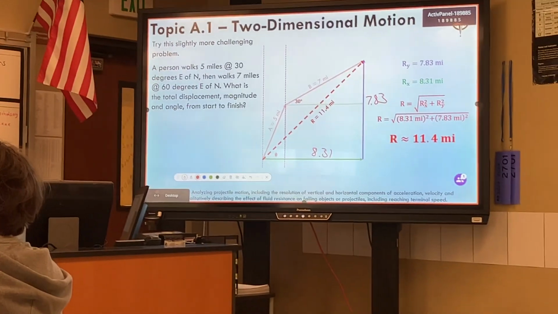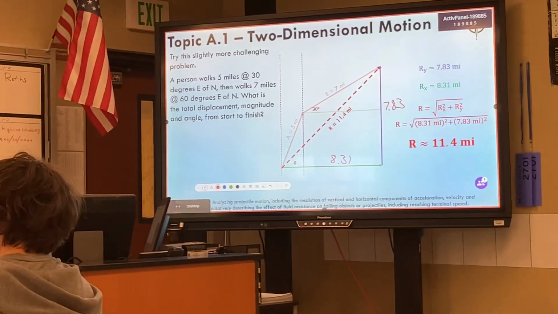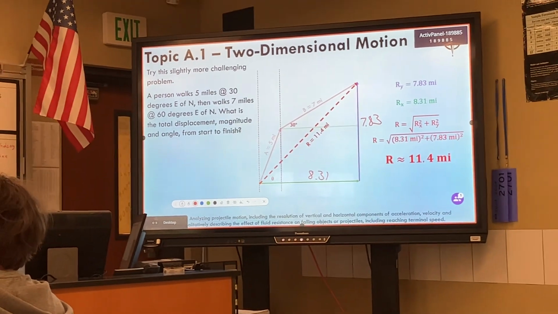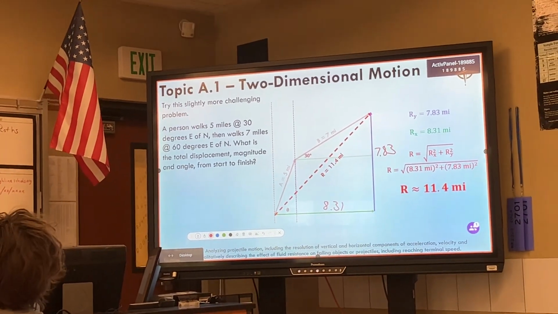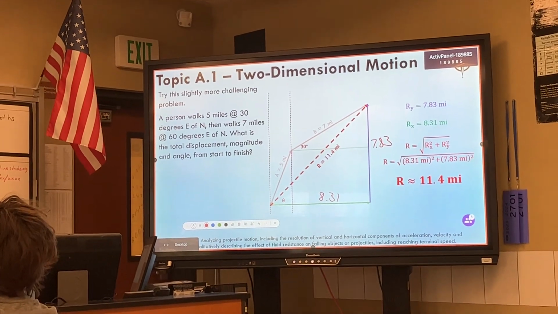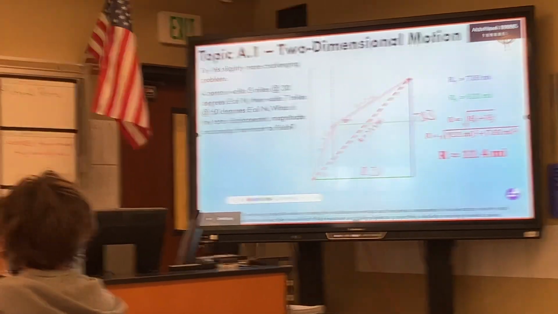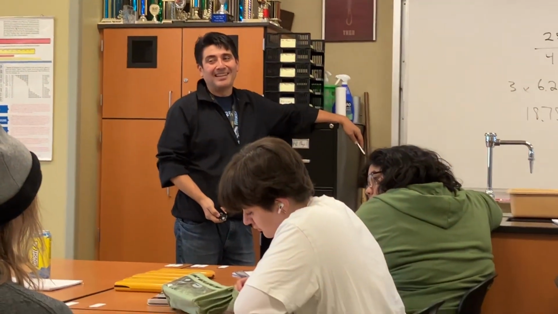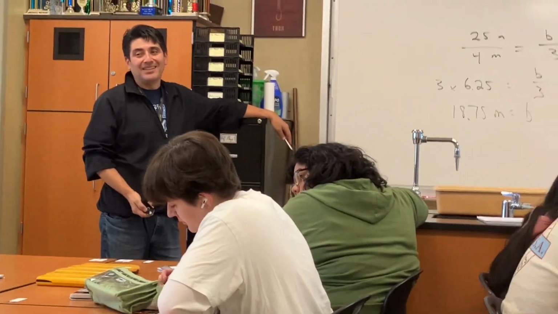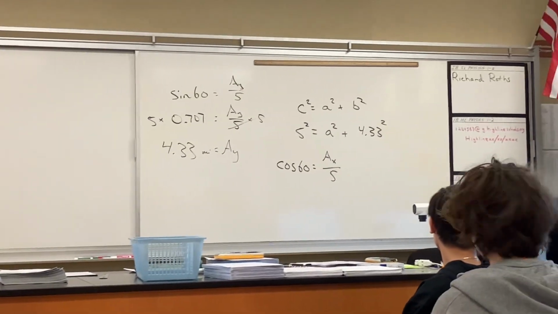So SOH CAH TOA: sine is opposite over hypotenuse. Cosine is adjacent over hypotenuse. Tangent, TOA, is opposite over adjacent. So which one's it? So TOA, so O A. O stands for opposite, A stands for adjacent.